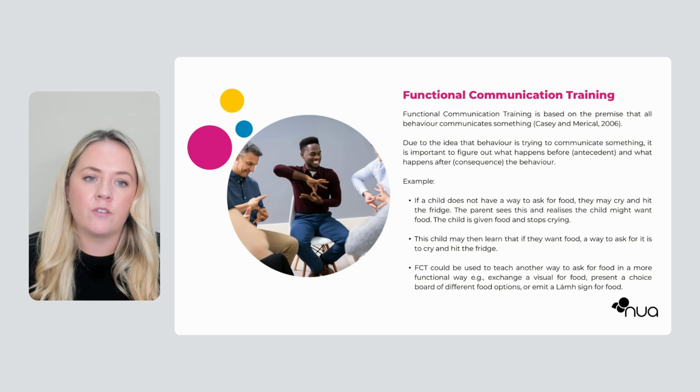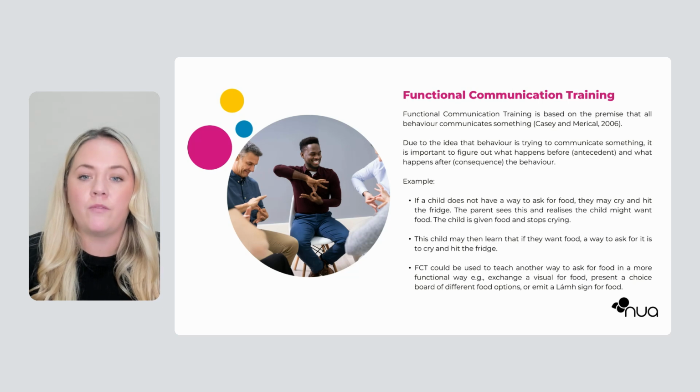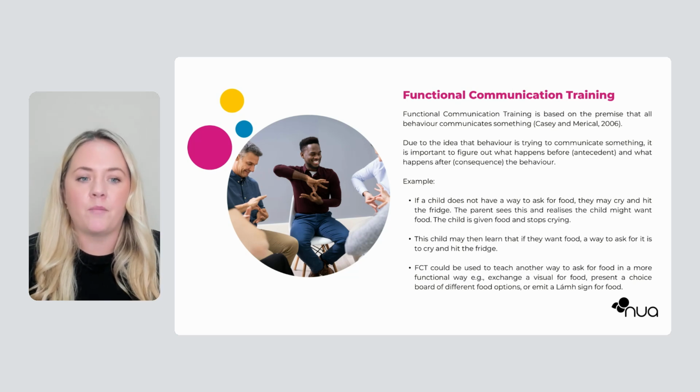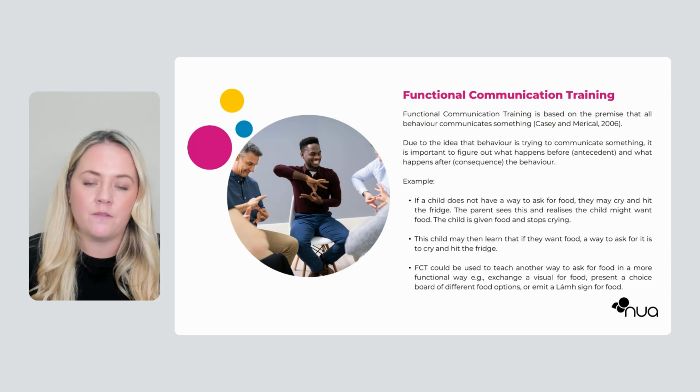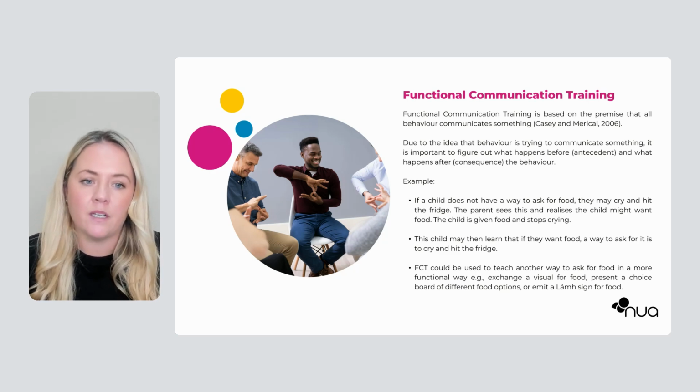So, when we're looking at functional communication training in relation to this, then we would look at teaching another way for the child to ask for food in a more functional way. So, for example, that they might exchange a visual for the food. So, there might be a picture of the type of food that they're looking for. So, for example, an apple. We have a picture of an apple. We teach the child to exchange that picture of the apple for an actual apple itself.